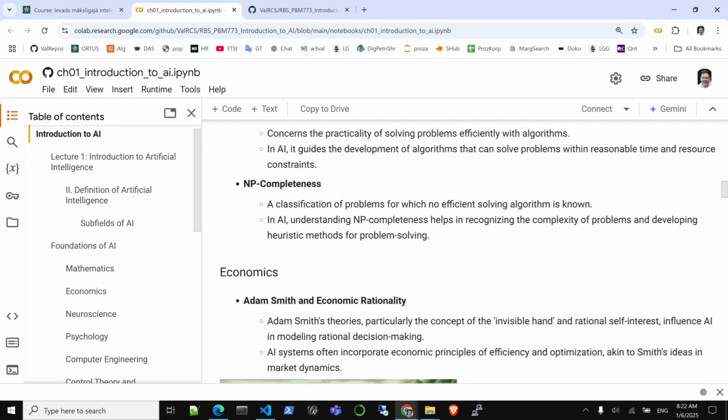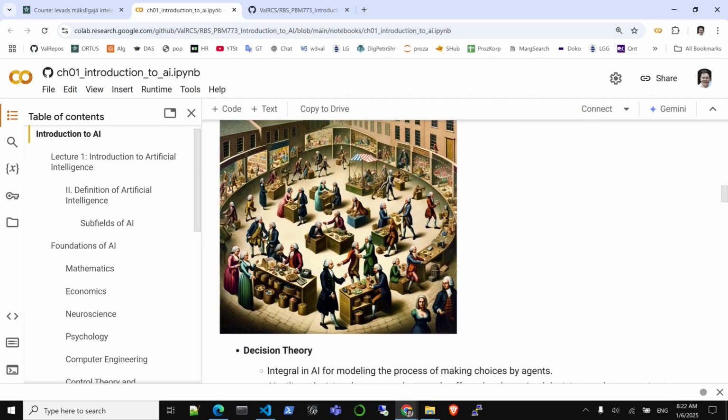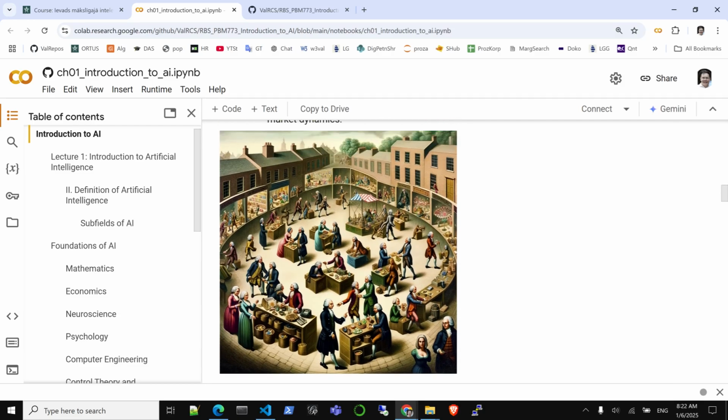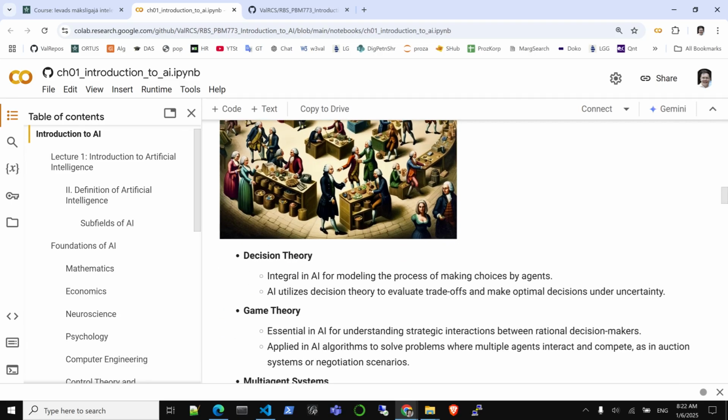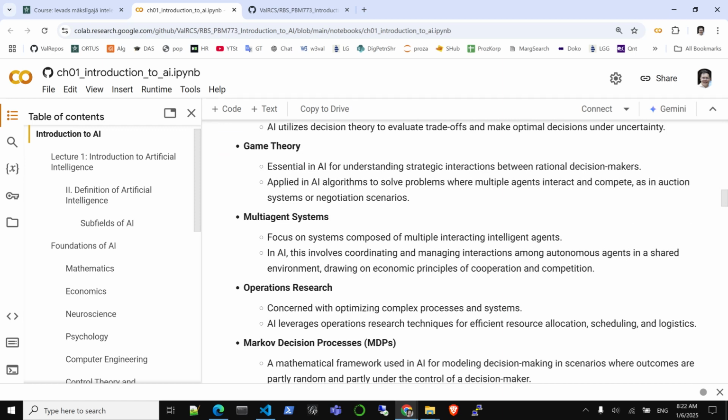Economics, again, rationality. AI systems often incorporate these economic principles. Here you can see the marketplace. This field of the invisible hand, people are trading, and in the end everybody benefits. You don't make a bad trade, you make trades which benefit both sides, hopefully. But of course there are lots of distortions to this free hand of the economy. There are other opinions on how the economy should work, and that also bleeds into AI. Decision theory, game theory, multi-agent systems, operations research, Markov decision processes. These are all topics we will be covering in the course.